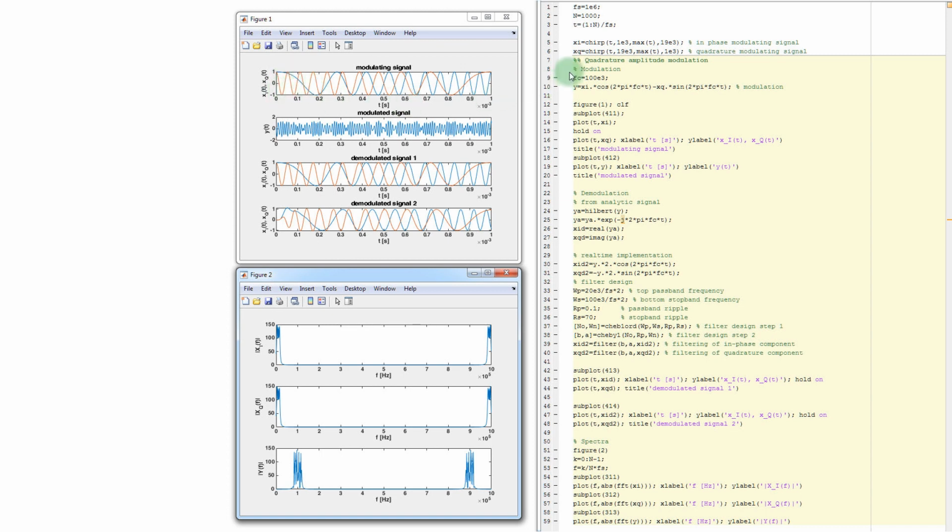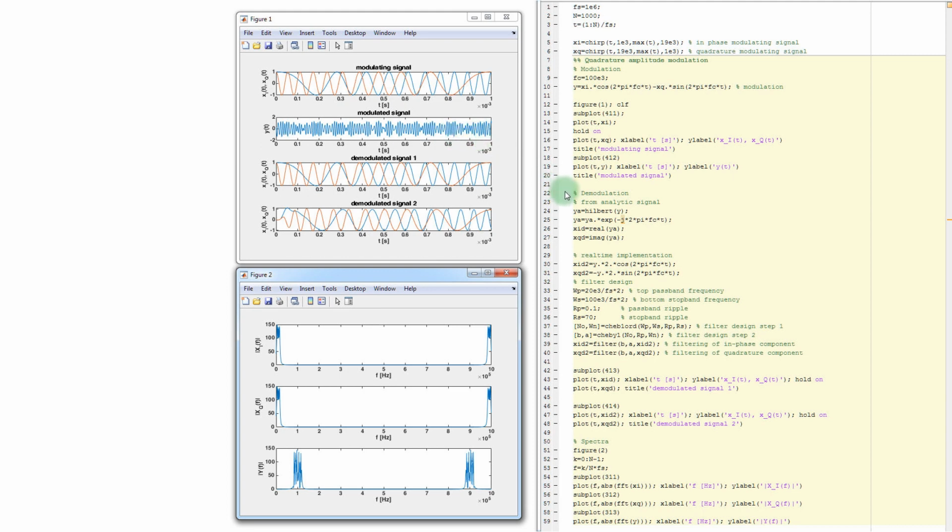Now here I will start with the modulation. First I will set my carrier frequency to be 100 kHz, and on this line I will perform the modulation itself using the formula from the lecture. In this code I plot the signals. With this command I plot the in-phase component, here I plot the quadrature component, and here I plot the modulated signal. The results are here. These are the in-phase and quadrature modulating components, and this is the modulated signal.